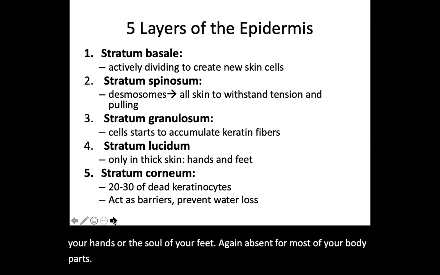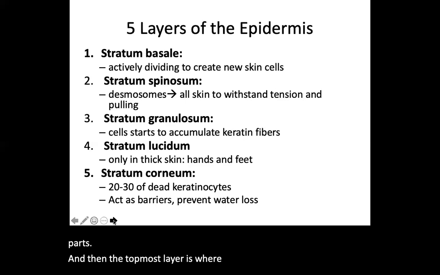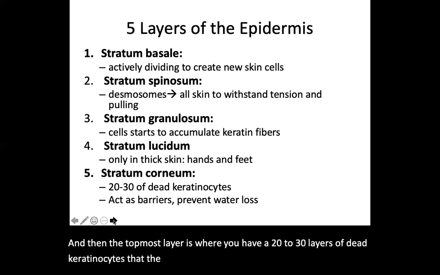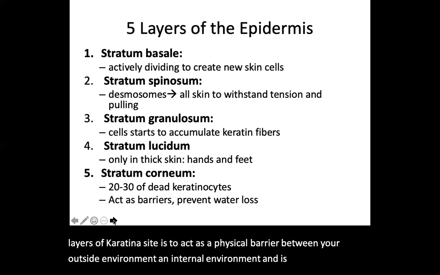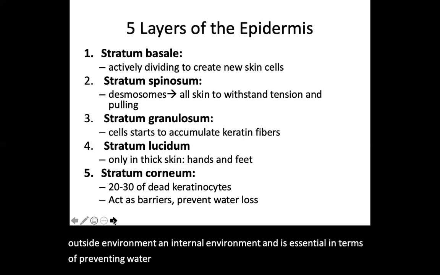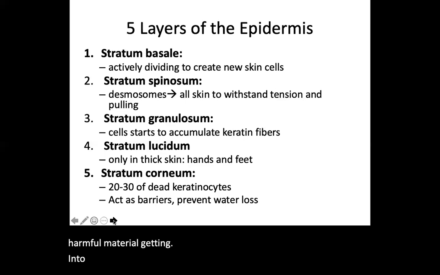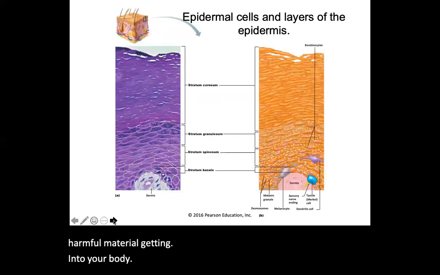And then the topmost layer is where you have 20 to 30 layers of dead keratinocytes. The main job of these numerous layers of keratinocytes is to act as a physical barrier between your outside environment and internal environment. It is essential in terms of preventing water loss, and also, again, protection against bacteria or harmful material getting into your body. So do remember these layers.